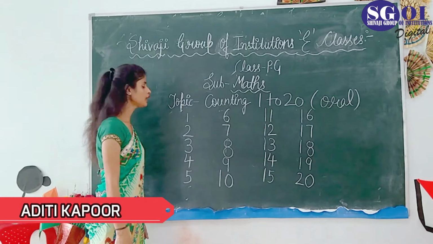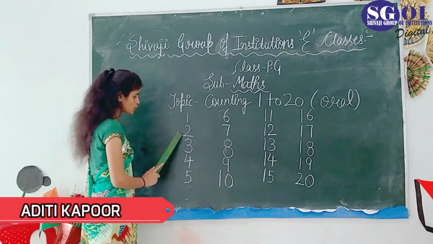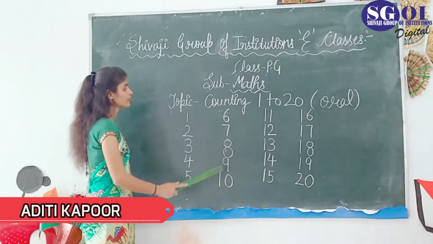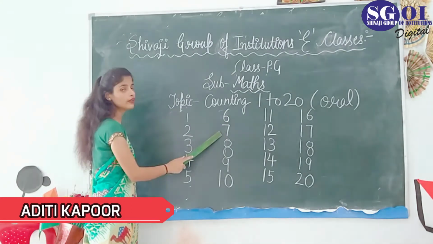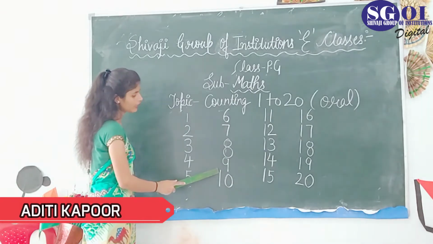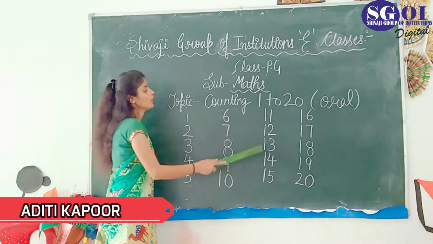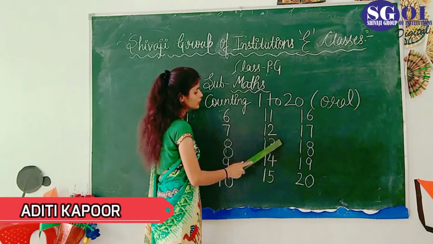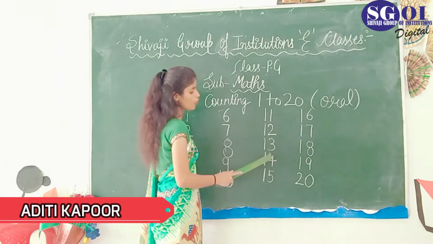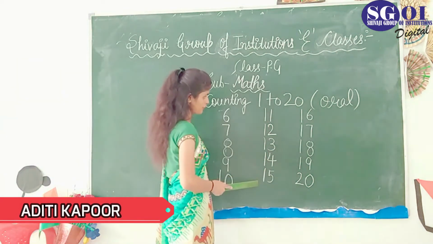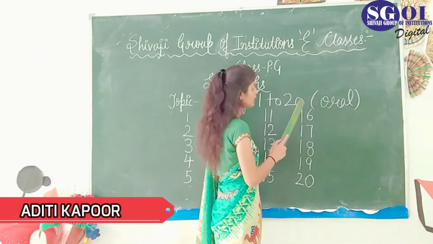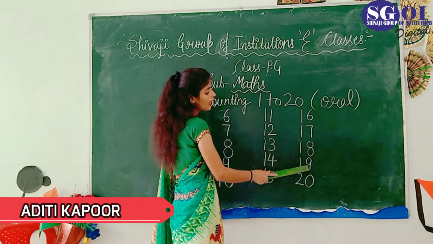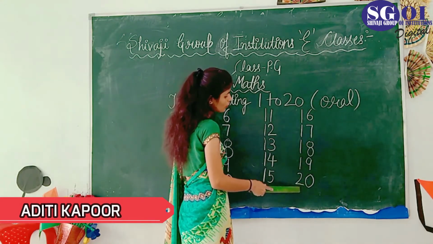So once again repeat with me. 1, 2, 3, 4, 5, 6, 7, 8, 9, 10, 11, 12, 13, 14, 15, 16, 17, 18, 19, 20.